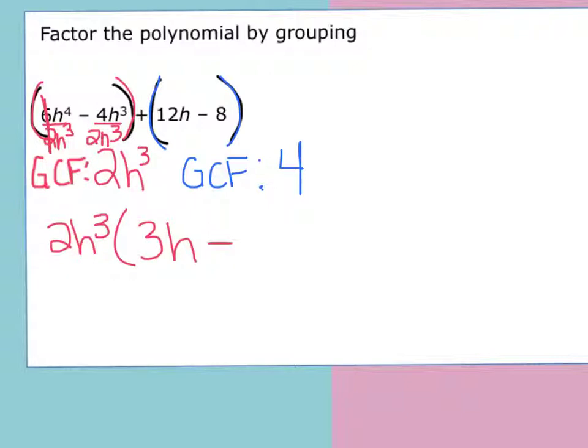Minus 4 divided by 2 is 2. And then h to the 3rd over h to the 3rd is 1, and they go away. And that's my final part for the red part. Now I'll go ahead and do the second part.